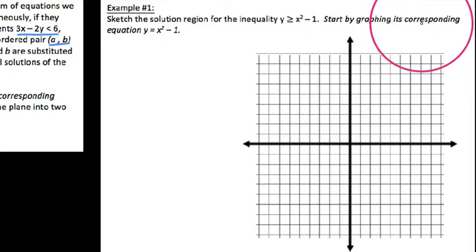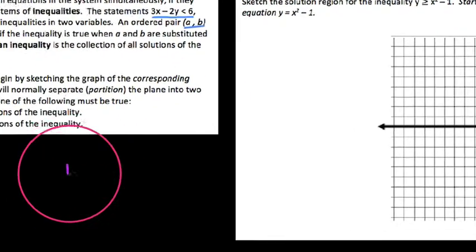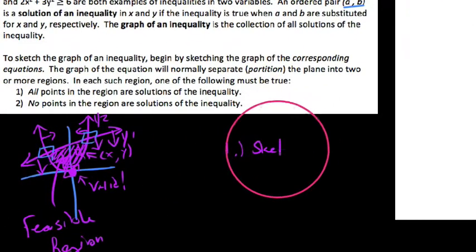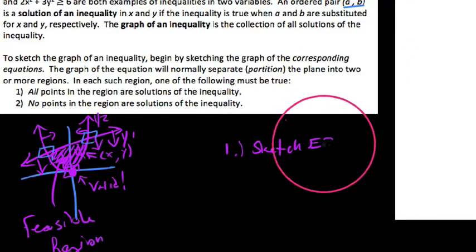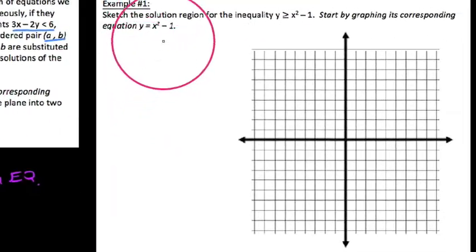And I say start by graphing its corresponding equation y equals x squared minus 1. Thing is, this process is still the same. We'll start with this: sketch equation. Not even the inequality, let's sketch the equation. So y equals x squared minus 1.